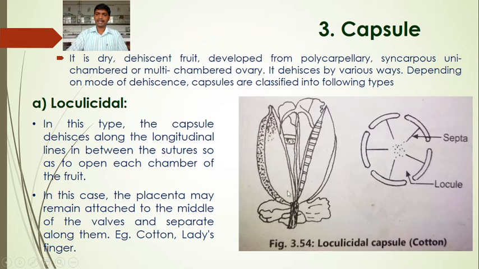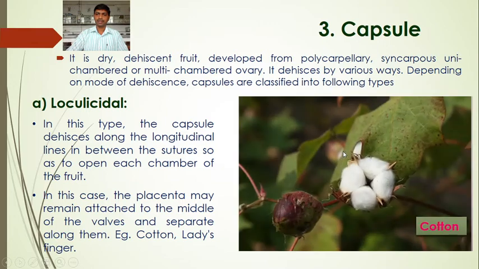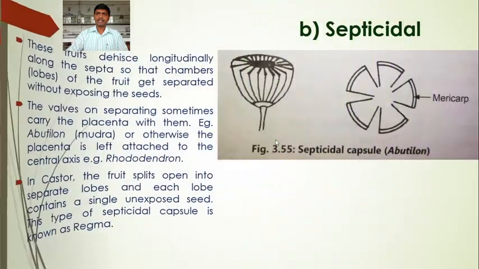This is the diagram of cotton, where the loculicidal type of capsule is seen. It breaks open along the longitudinal line between the sutures so as to open each chamber of the fruit. This is the photograph of the cotton fruit, a loculicidal capsule. Here we can clearly see the sutures, and the fruit breaks open along the longitudinal line between the sutures, for example cotton. Okay, next type is the septicidal.